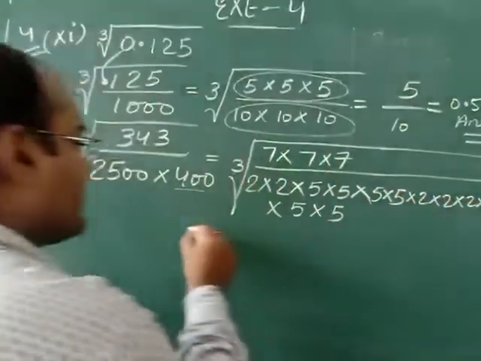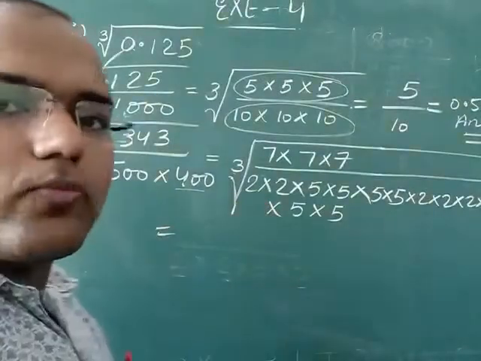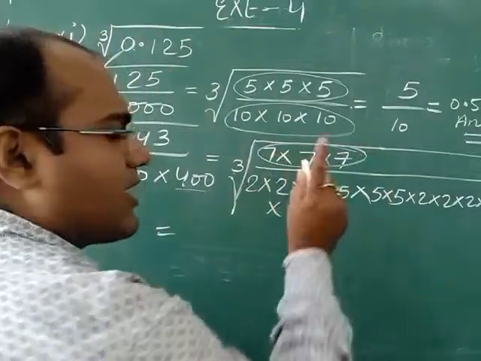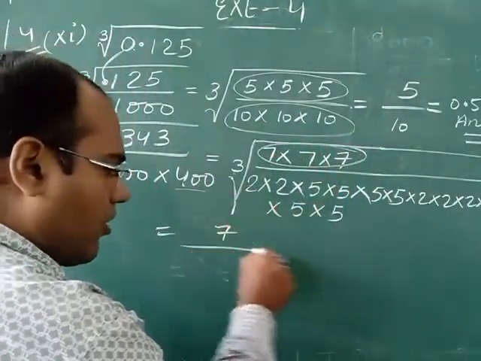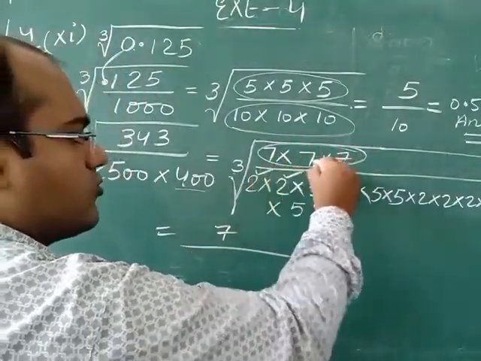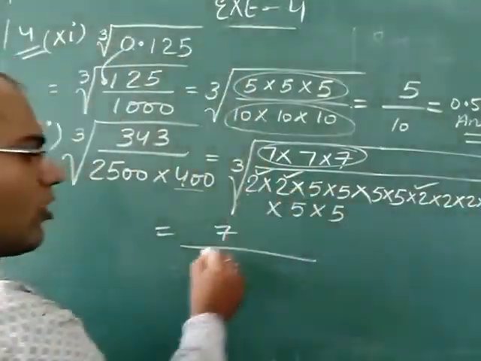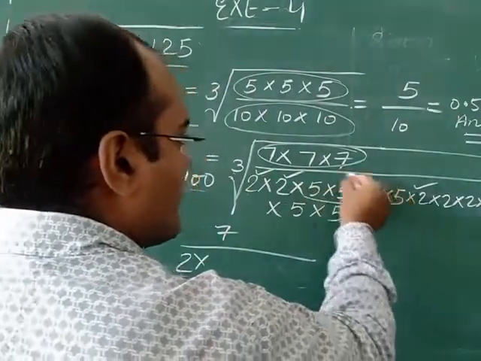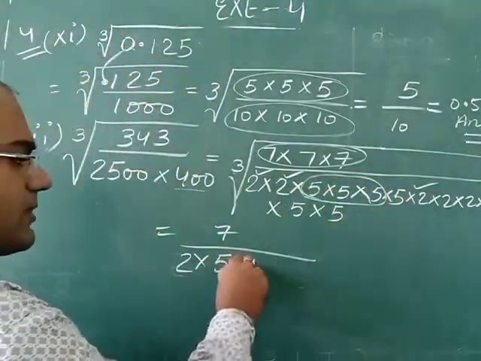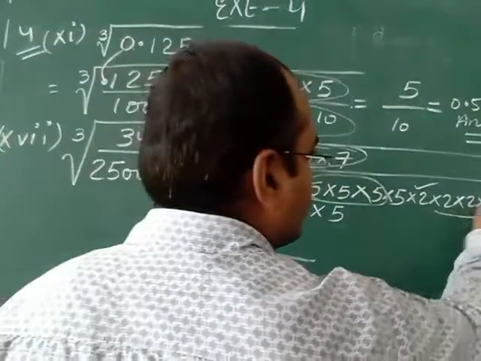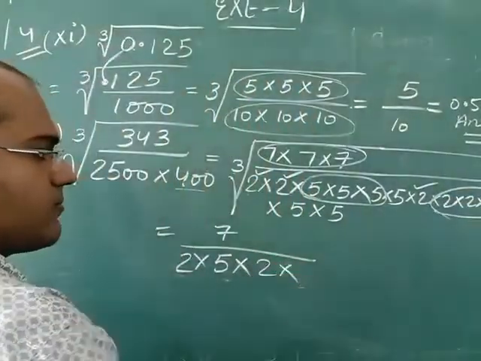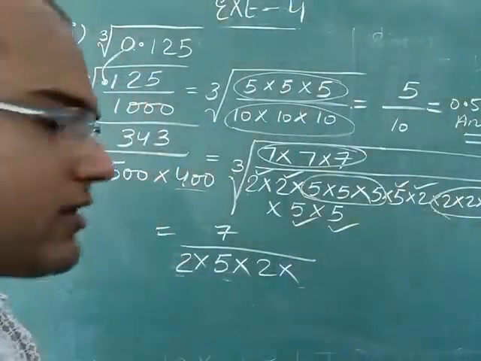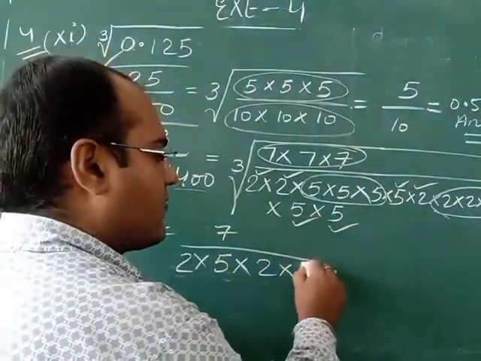Now we will remove the cube root sign. When we remove the cube root, these 3 sevens we have to write 1 time, upon 1, 2, 3: these 3 twos also we have to write downside 1 time. These 3 fives 1 time. These 3 twos 1 time and 1, 2, 3: these 3 fives are remaining. So these 3 fives we have to write 1 time.